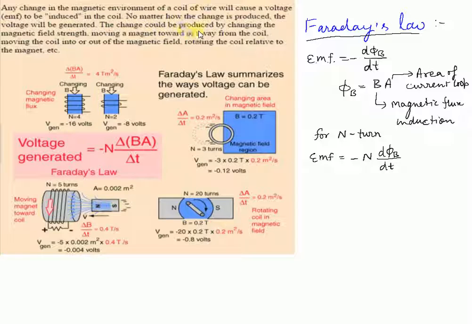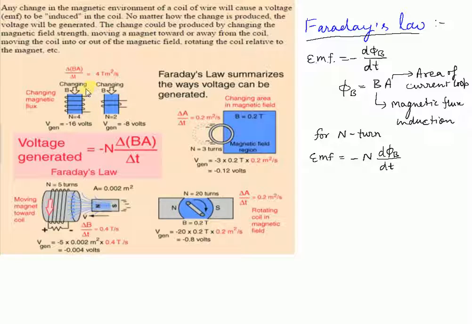The change could be produced by changing the magnetic field strength, moving a magnet towards or away from the coil, moving the coil into or out of the magnetic field, rotating the coil relative to the magnetic field, etc. So these are some of the possibilities by which EMF is produced in the associated coil.